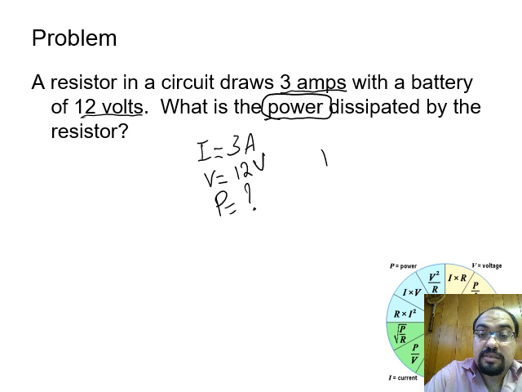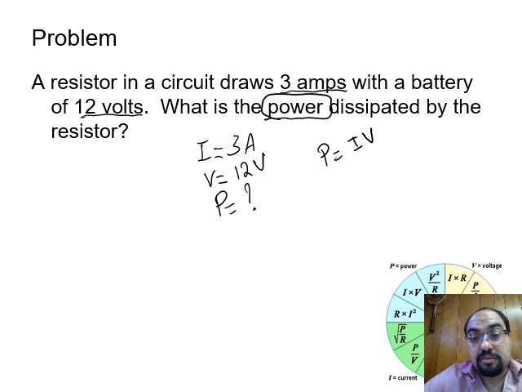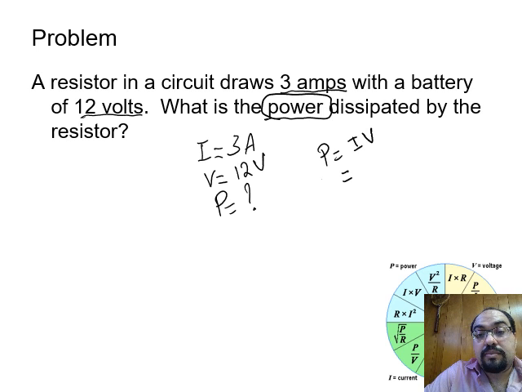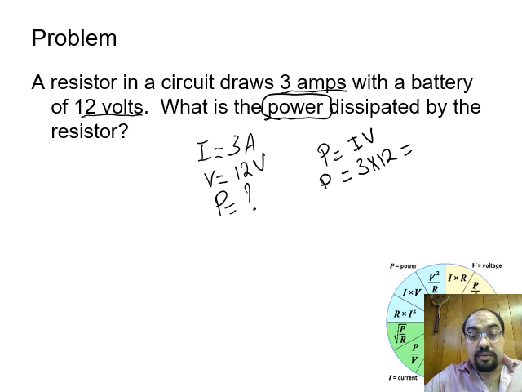the equation is P is equal to IV. That's the right equation to use. So P is the unknown. That's what I'm interested in calculating. My current is 3. And then my voltage is 12. So if you multiply, you can use your calculator for that. If you multiply 3 times 12, you're going to get 36. So this is 36 watts.